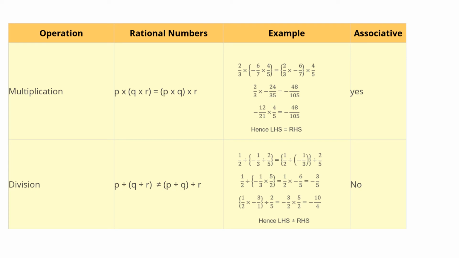Now see for multiplication. Again, for multiplication, we are getting the same result. So yes, associativity is there. But for division, just check it here. We are not getting the same result. So no, associativity is not there. So associativity holds only for multiplication and addition, not for division and subtraction, for rational numbers.